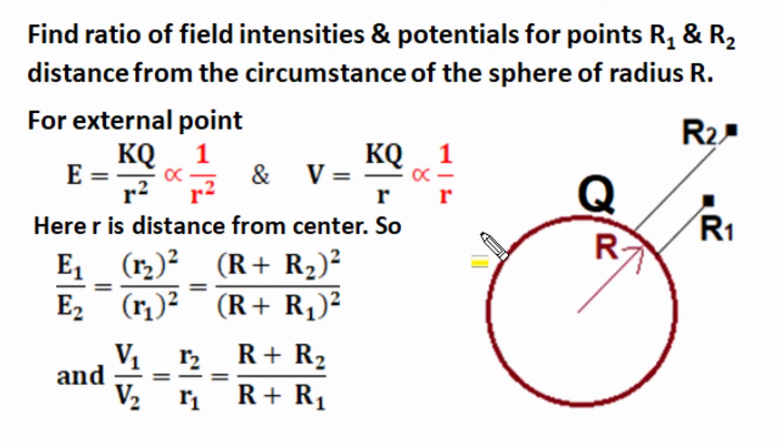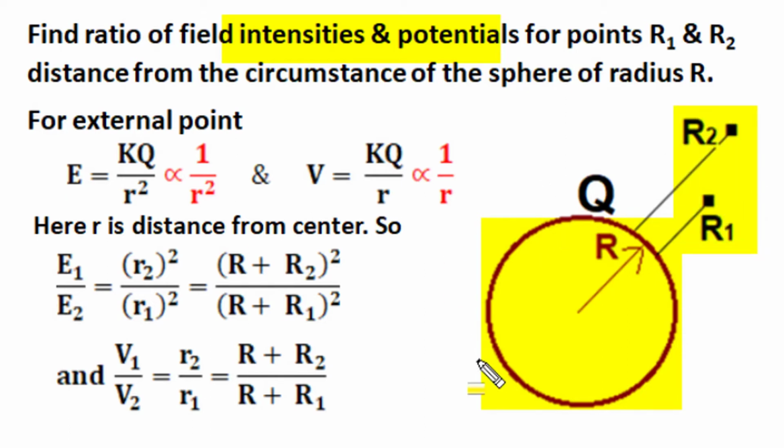We have a charged conductor sphere of radius r, and total amount of charge capital Q is uniformly distributed over its surface. We have to find out the ratio of electric field intensities and potential for these observation positions 1 and 2, which are at a distance r1 from the surface and radially r2 from the surface, as shown here.